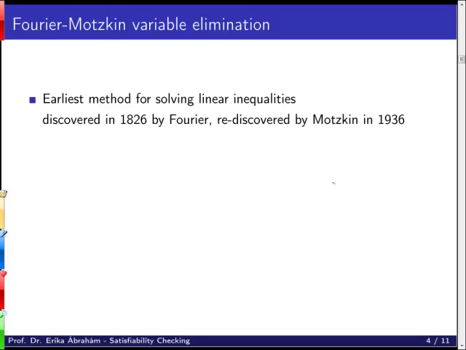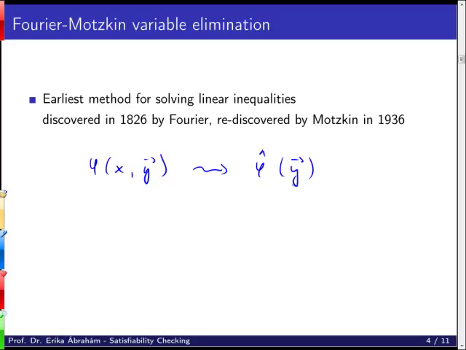The name variable elimination already suggests that we eliminate variables, and the goal is, if we have a formula phi containing x and some other variables y, then we would like to transform it to another formula, let's say phi hat, which contains only the variables y without x, and they are equivalent.